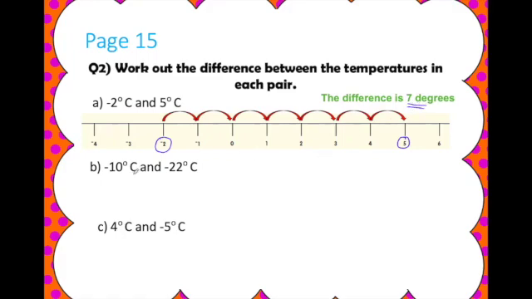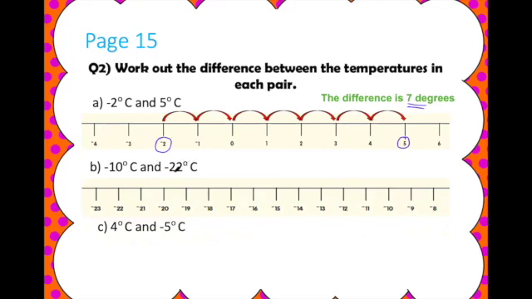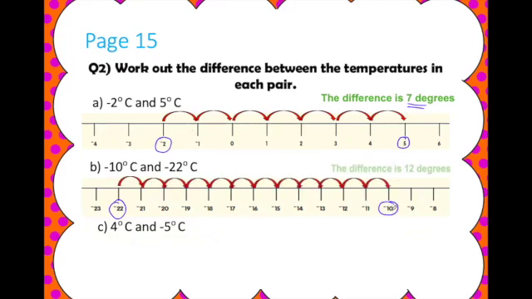Again, we take the number line including negative 10 and negative 22. Negative 22 is here and negative 10 is here. And let's see how many steps we have to move so that we will reach negative 10. We count 1, 2, 3, 4, 5, 6, 7, 8, 9, 10, 11, 12. This is how you get the answer 12 degrees Celsius.